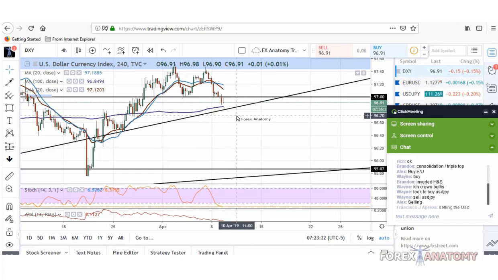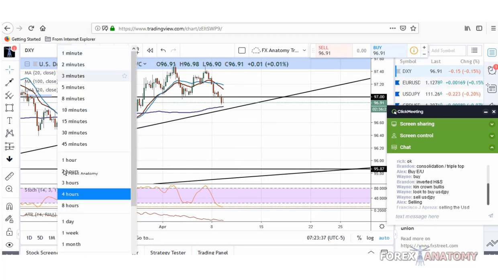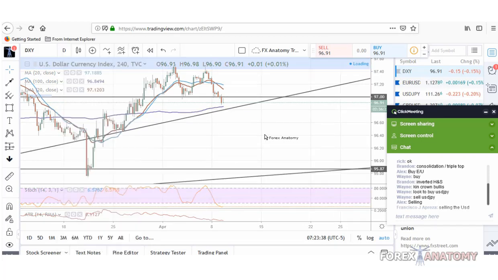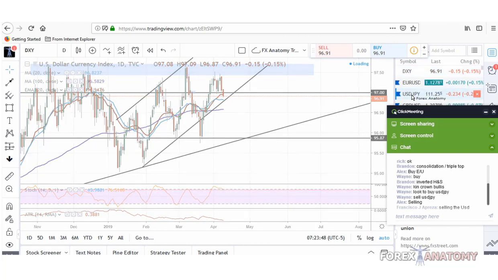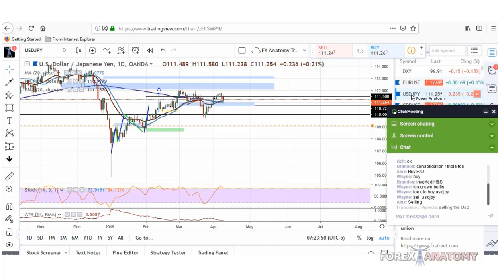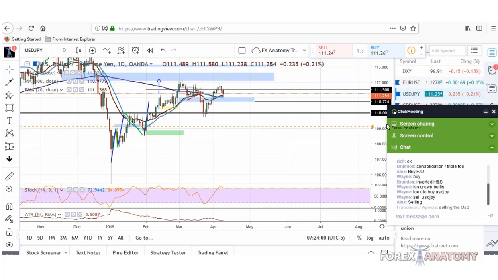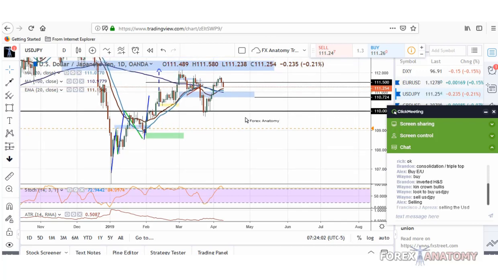Yeah, possibly. So what we're going to do is, first I'm going to go back to the daily, and then from here, we're going to go to the US dollar Japanese yen and start analyzing it. Okay, so right now we're looking at the US dollar Japanese yen on the daily time frame. Let me just zoom this out so you guys can see a little better what's been taking place.